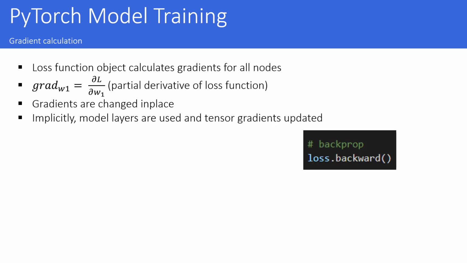And then we have the gradient calculation in this step when we call loss.backward. So this loss function object is calculating the gradients for all the nodes. And you can see here some example. We want to calculate the gradient of the weight 1. That is basically the partial derivative of the loss function with respect to this weight 1. And you have to know that the gradients are changed directly. So they are changed in place. And implicitly the model layers are used and the tensor gradients are updated.